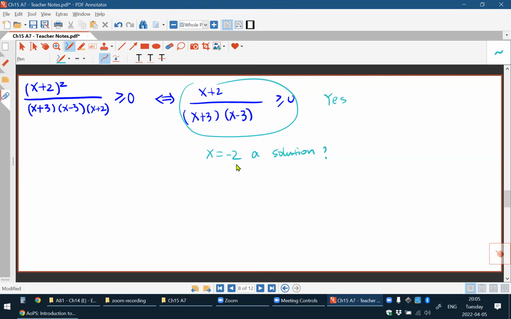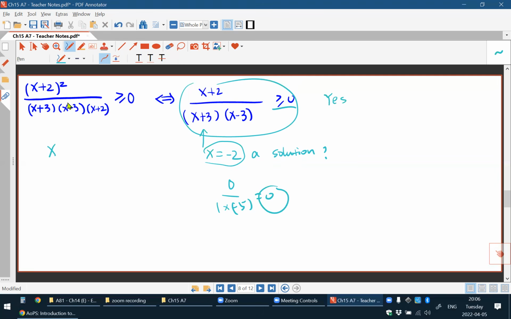Yes. Why? Because a solution means when you put this value into the inequality, it satisfies the inequality. If you put x equals -2, what is the value of the left side here? It's 0 over 1 times -5, which is 0, right? Of course, 0 equals 0 on the right. So it must be a solution to this inequality, right? You follow me? So x equals -2 must be a solution to this inequality.